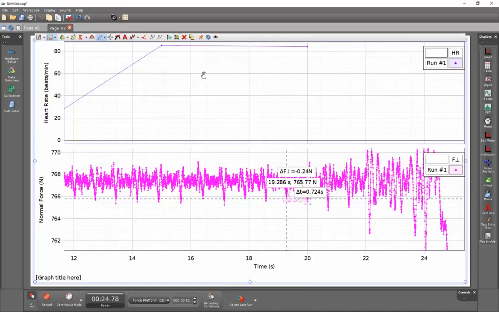To determine what my hand grip heart rate sensor says, and remember this is averaged over 5 seconds, I'll go ahead and make sure that I have my heart rate graph selected. I'll go up to my smart cursor and click on Add Coordinates Tool. And then I can move this over to my value over here, and I get a heart rate of 84 beats per minute, which is in good agreement with the values from my force platform.